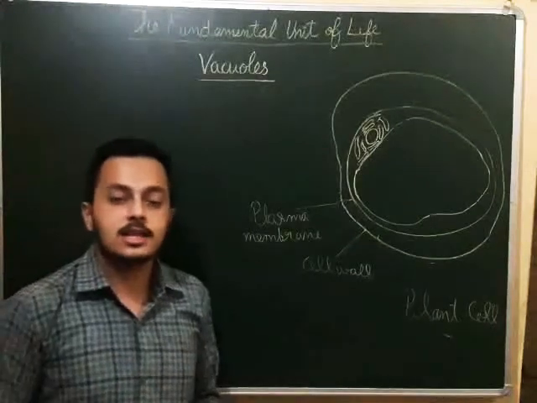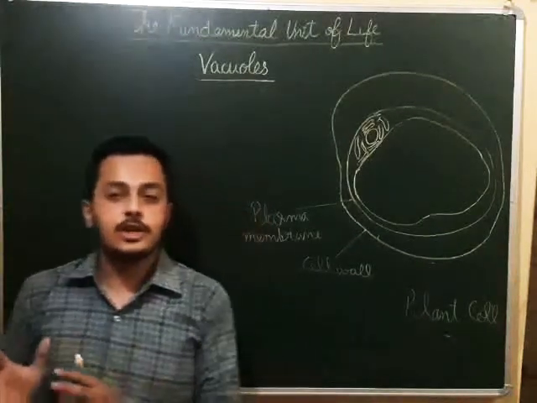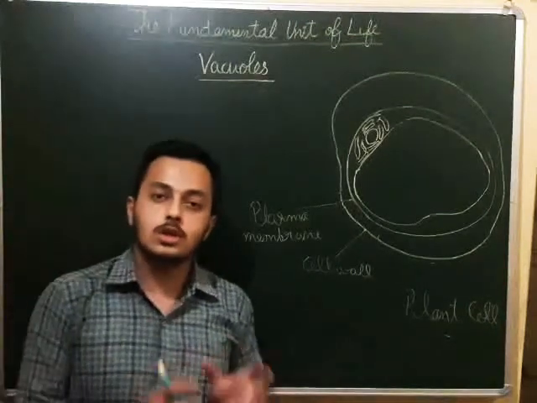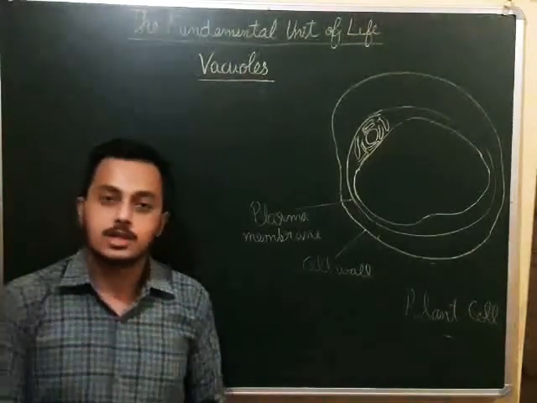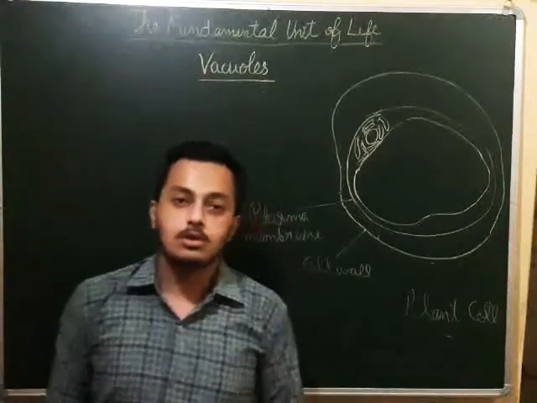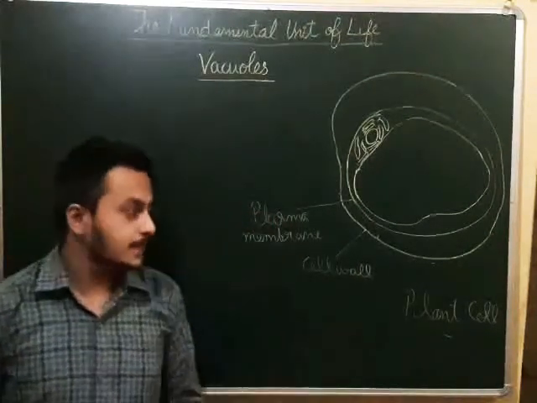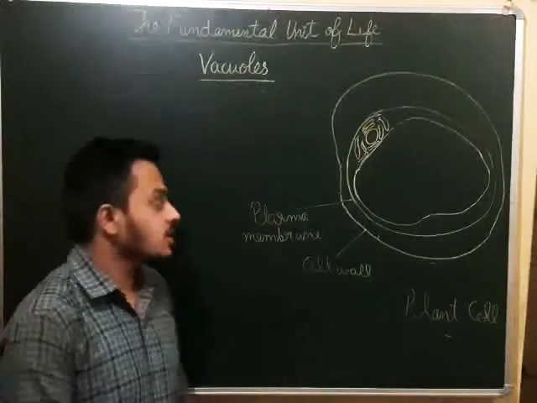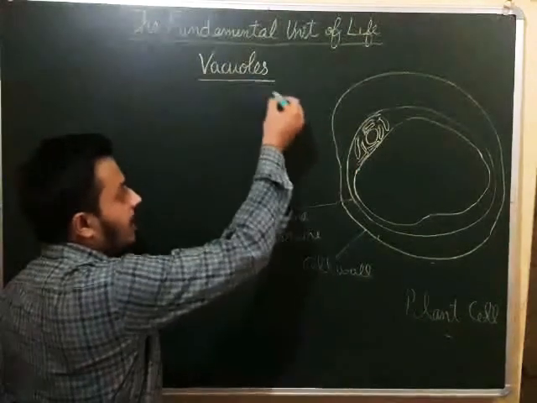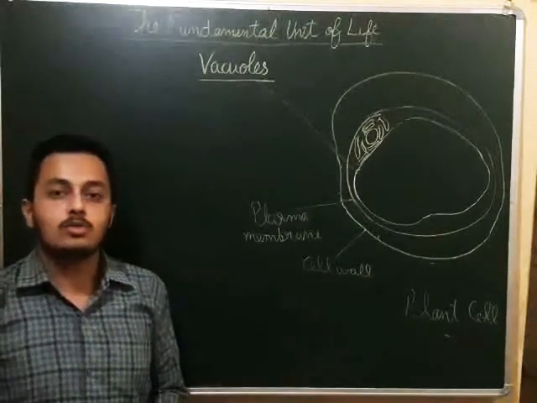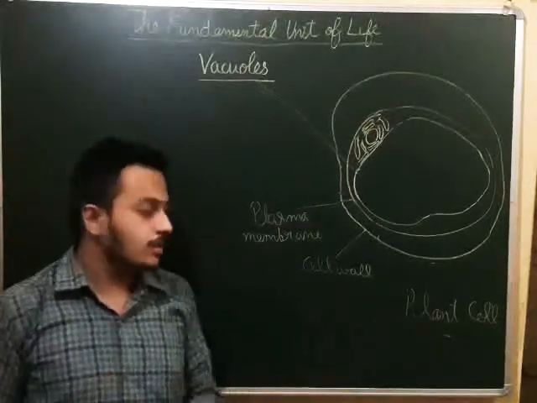Inside the plant cell there is a fluid-filled storage sac which is used to store water, some waste, and also products such as amino acids and proteins. This structure is called the vacuole. It occupies almost 90% of the volume in a plant cell.